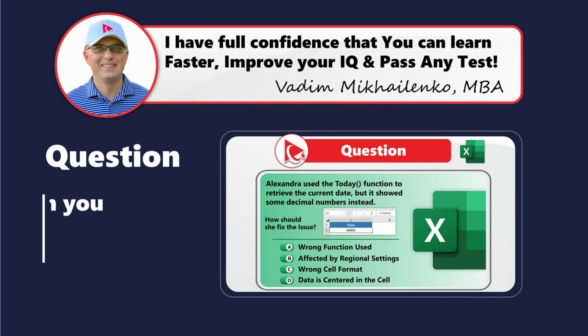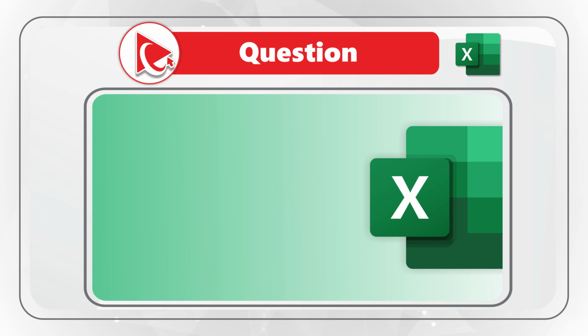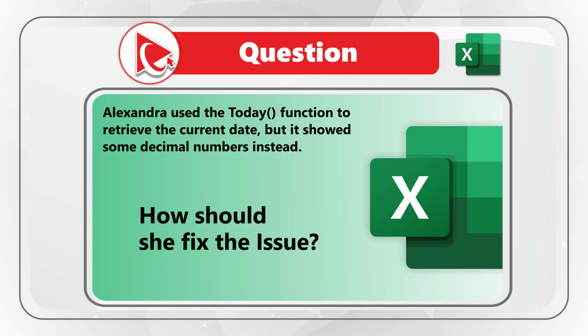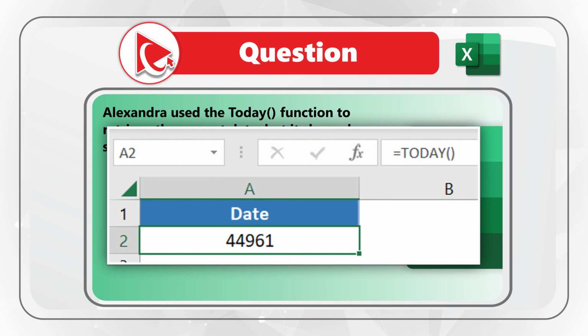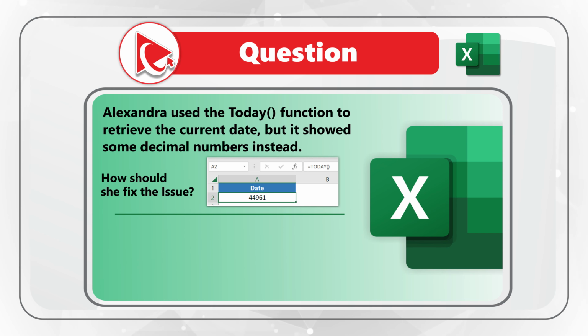Here's an amazing question which is not as easy to solve as it seems. Alexandra used the TODAY function to retrieve the current date, but it showed some decimal numbers. How should she fix the issue? You're presented with the snippet from Excel, which shows the date as well as the format in cell A2. And it shows that in the formula bar, it used the TODAY function. And you need to select one of the four different choices.